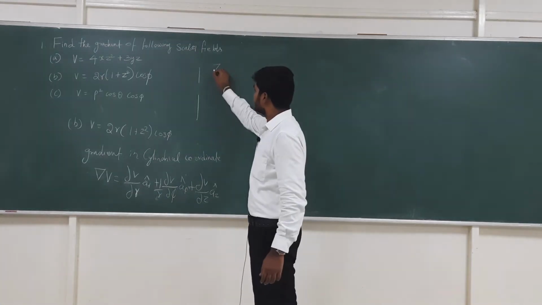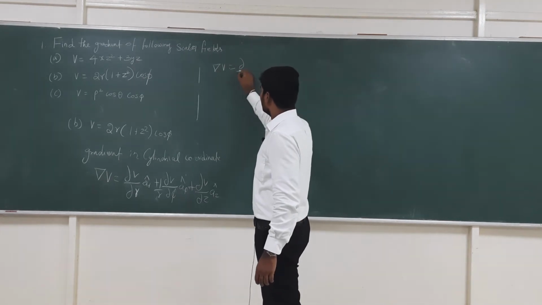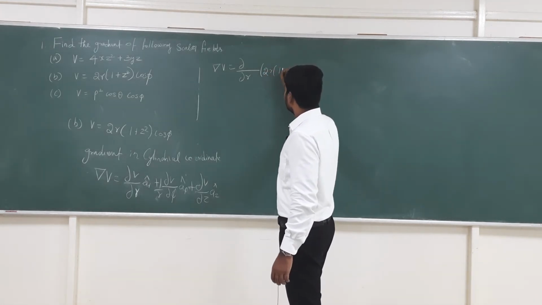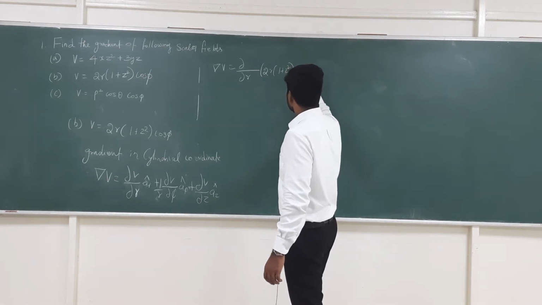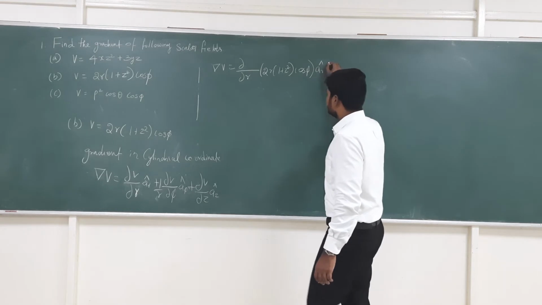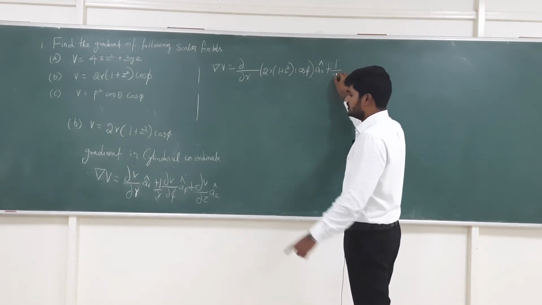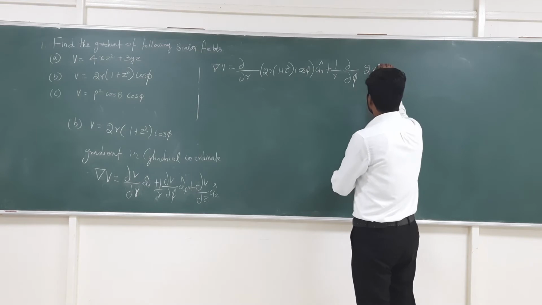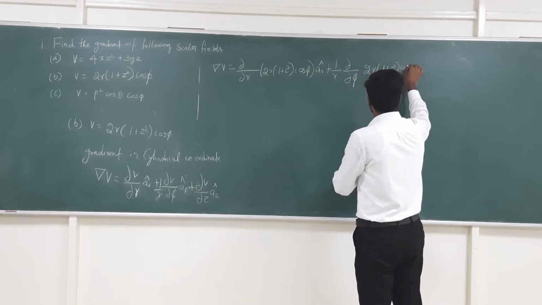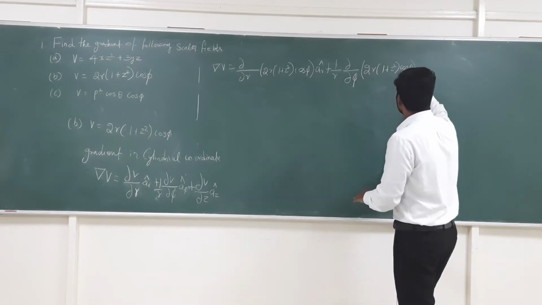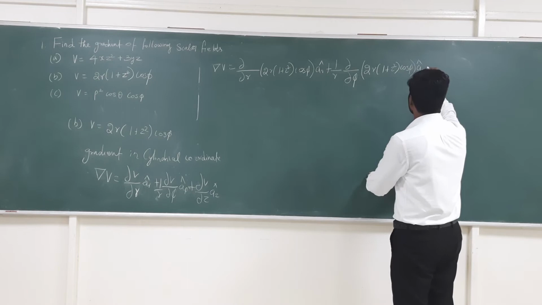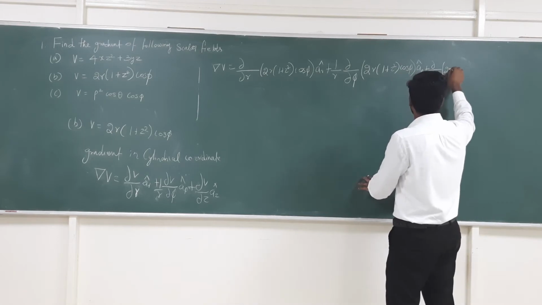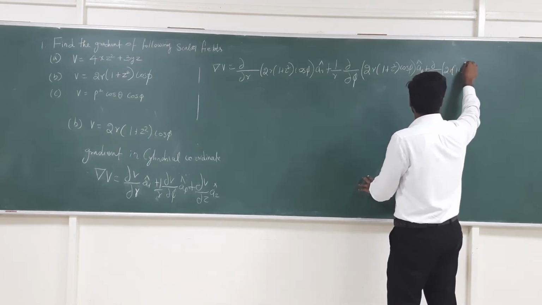Now substitute the V value in this formula. The gradient of the scalar is ∂/∂r of 2r(1 plus z²) cos φ ar cap, plus 1/r ∂/∂φ of 2r(1 plus z²) cos φ aφ cap, and the third term ∂/∂z of 2r(1 plus z²) cos φ az cap.